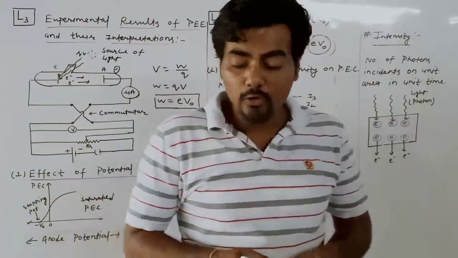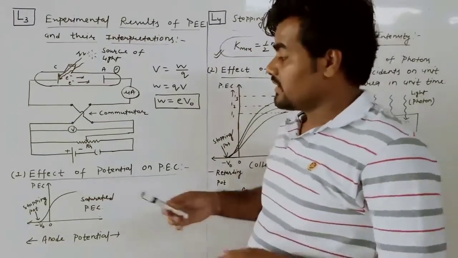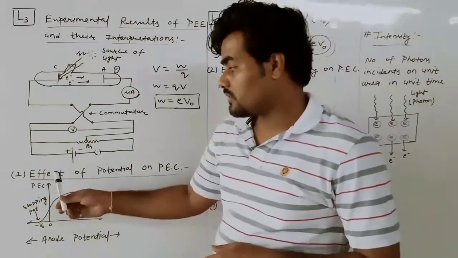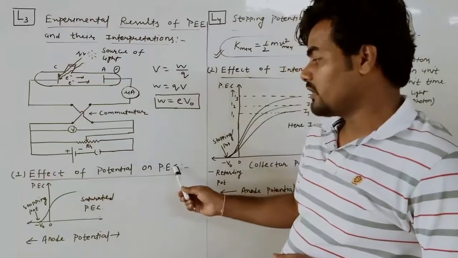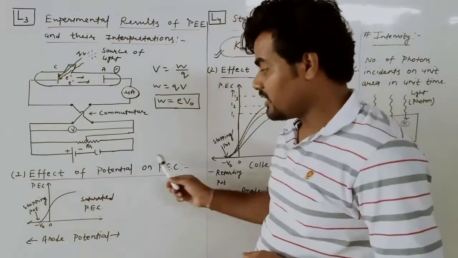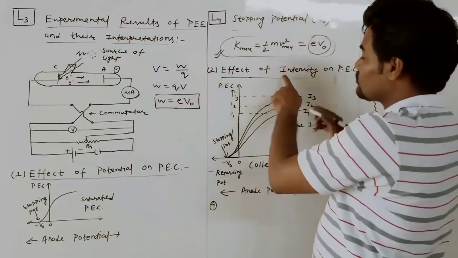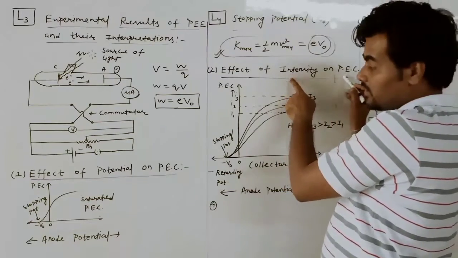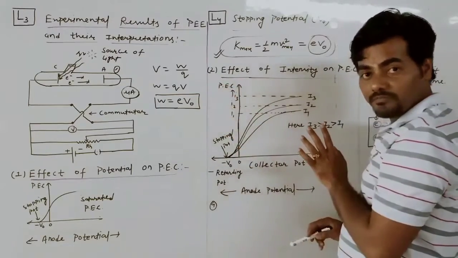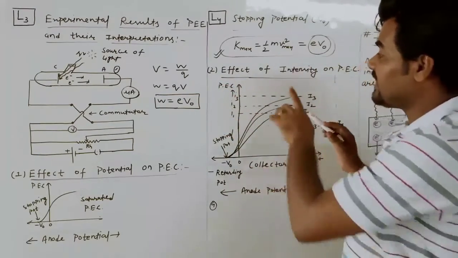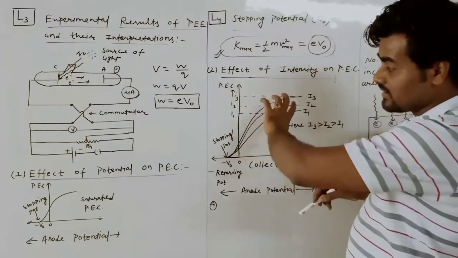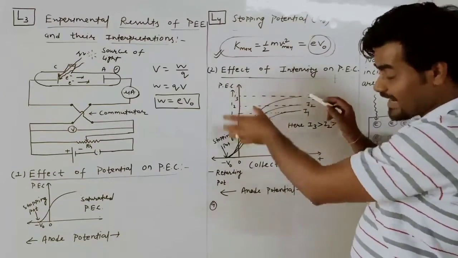Now you may ask, sir, here we have to study the effect of potential on photoelectric current. So we have plotted the graph between current and potential, and here we have to study the effect of intensity on current. But here we have plotted the graph between current and potential. The effect of intensity on current is visible indirectly from this graph.